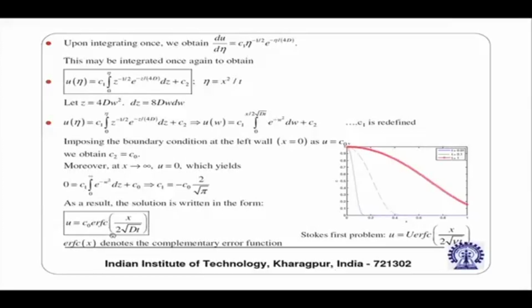The equivalent solution of the Stokes first problem was u equal to u0 into complementary error function, which is 1 minus the error function, so the complementary error function of x by 2 root nu t, where nu is the kinematic viscosity.